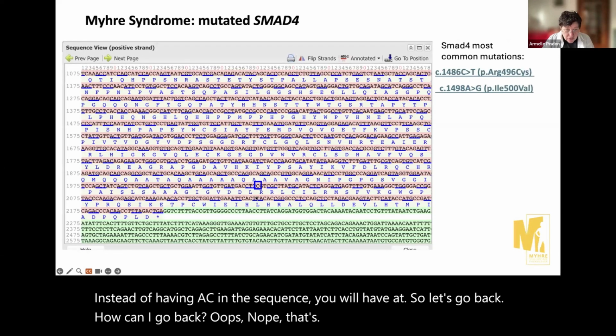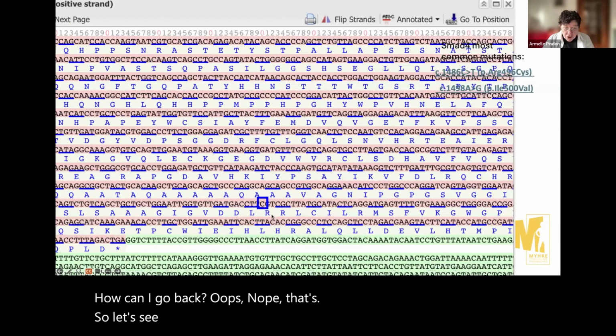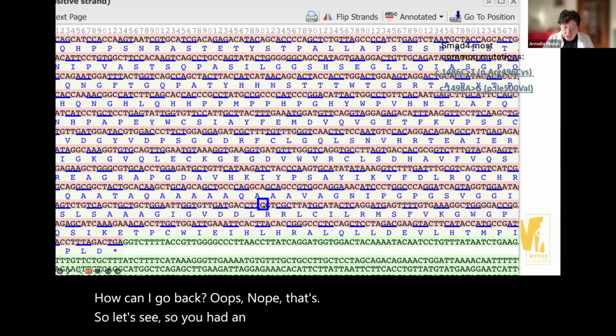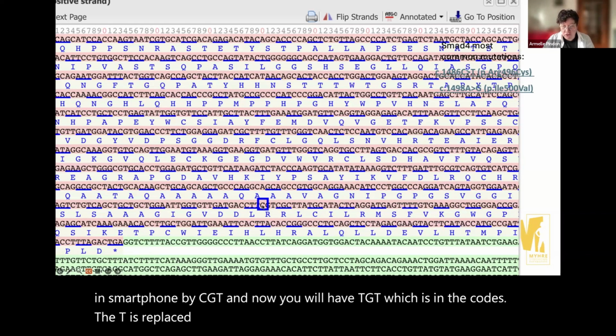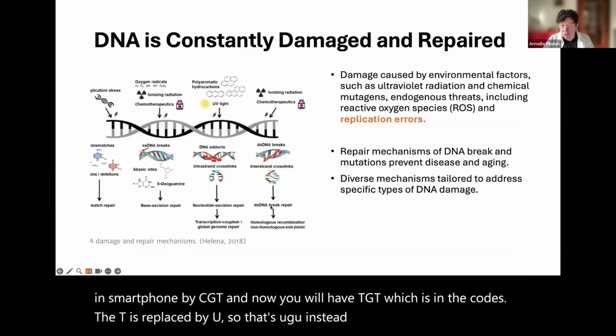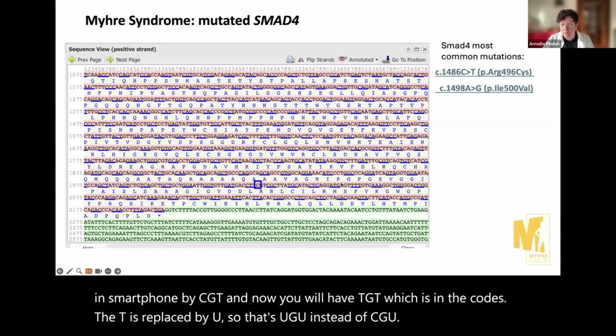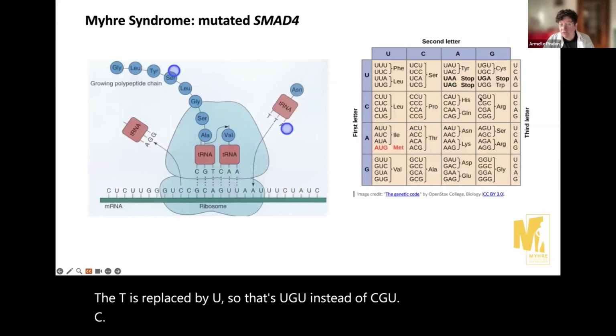So let's see. You had an arginine that is coded usually in SMAD4 by CGT. And now you will have TGT, which in the code, the T is replaced by U. So that's UGU instead of CGU. So you usually have a CGU, which is an arginine, and now it's UGU, so you have a cysteine.